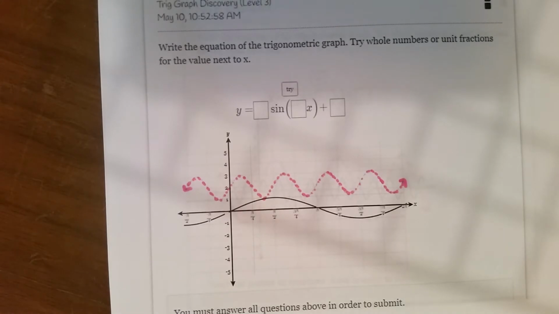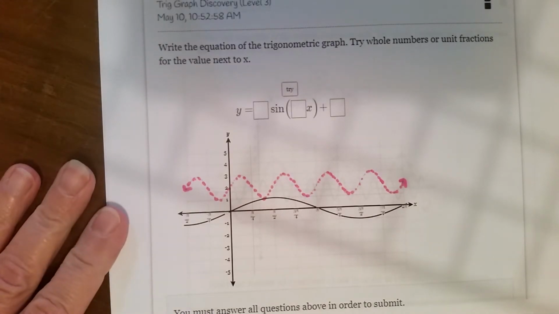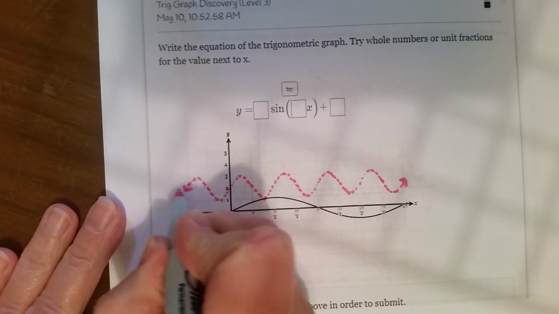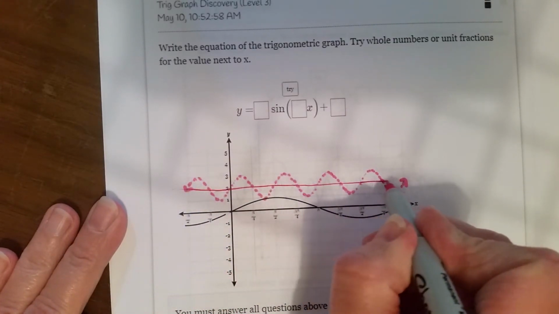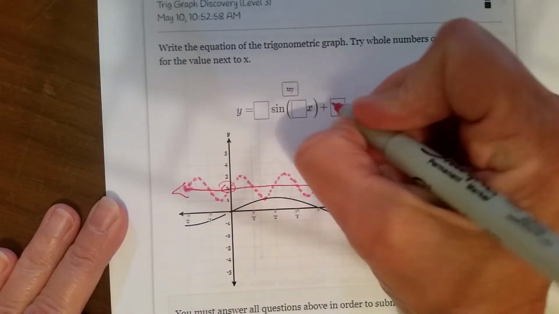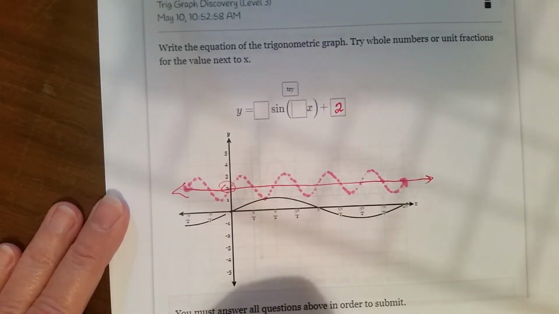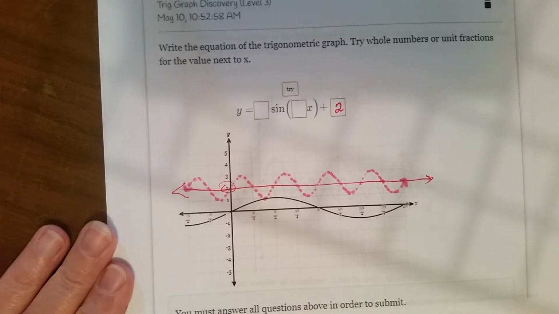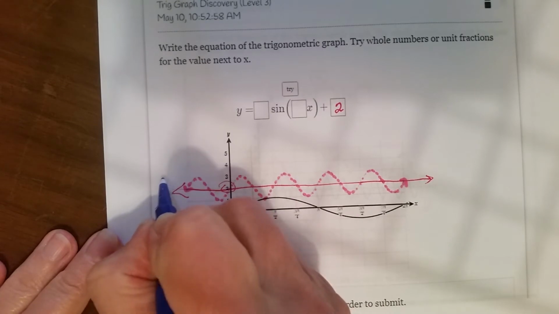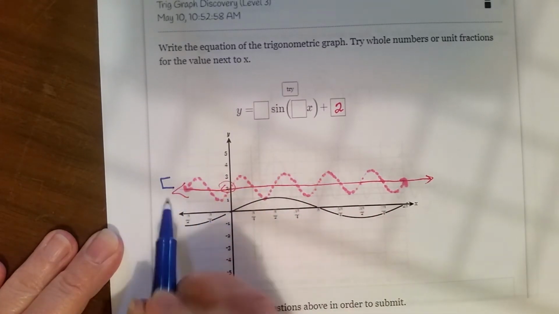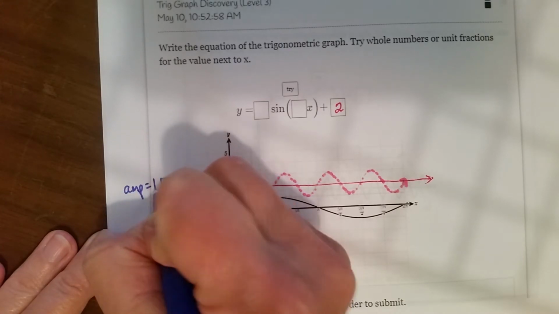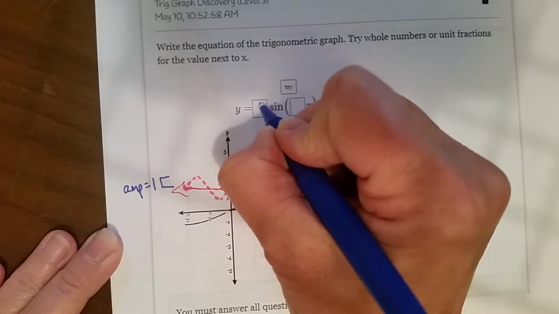Okay, the first thing I look at is the midline. That's the approach I'm going to take with this homework. So I'm going to first look and see that the midline is right there at 2, so I'm going to put a 2 in right there for the midline. The next thing I'm going to look at is the amplitude. The amplitude is from here to here. Notice it spans 2, so I have an amp of 1. So I'm going to put the 1 in right there.